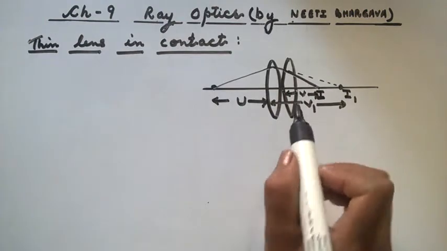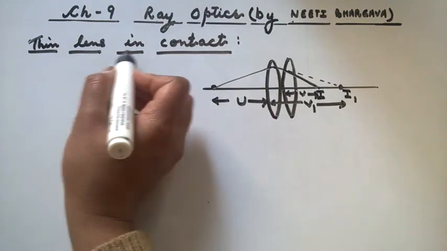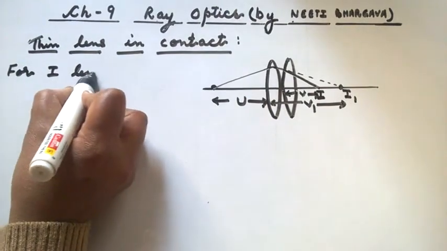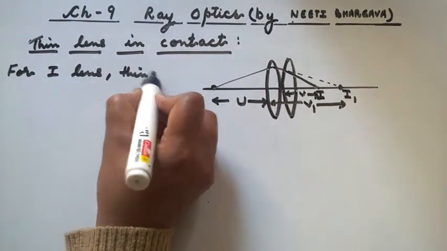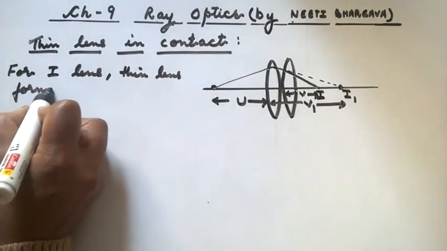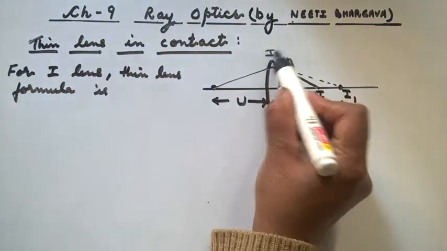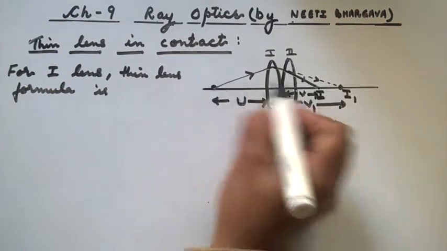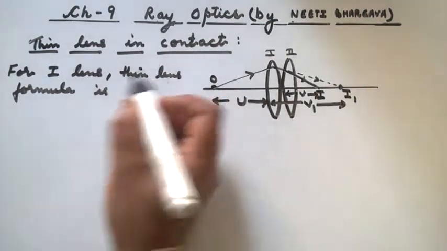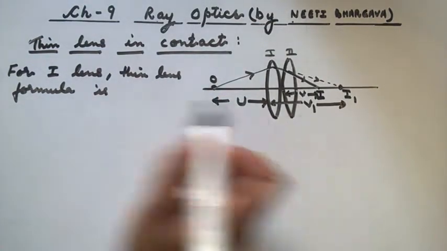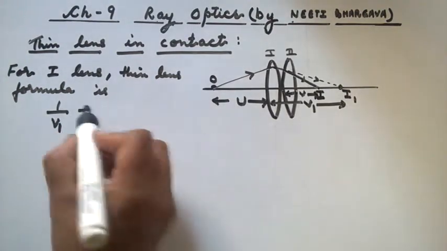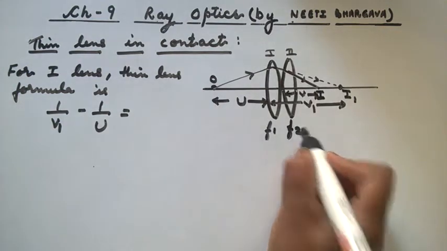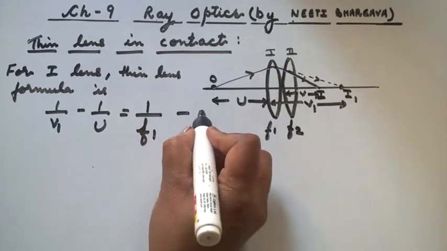So here on applying the lens formula, that is the thin lens formula, for the first lens, this is the first and this is the second lens, and the ray gets refracted, and this is object O. Then we know that 1 upon v, here v is v1, minus 1 by u equals 1 upon f1, where f1 is the focal length of the first lens and f2 is the focal length of the second lens. Give it equation number 1.